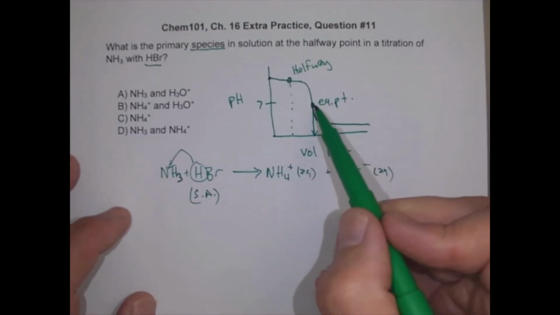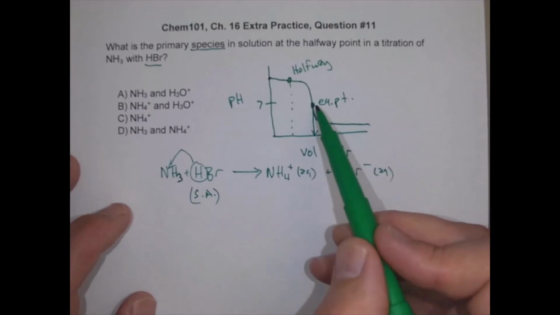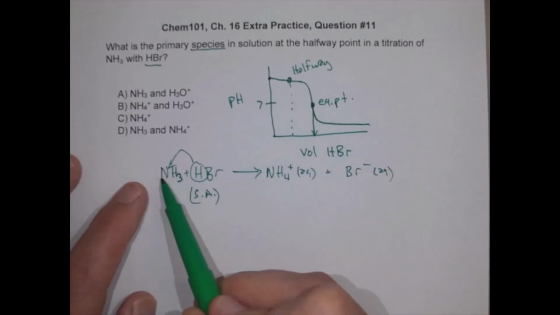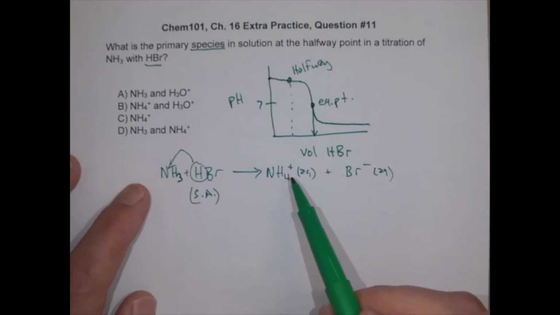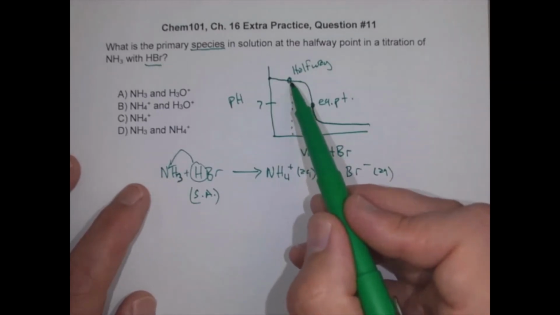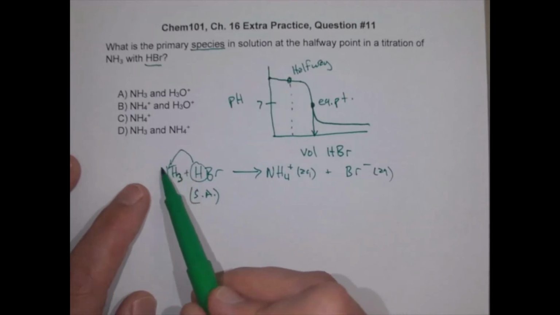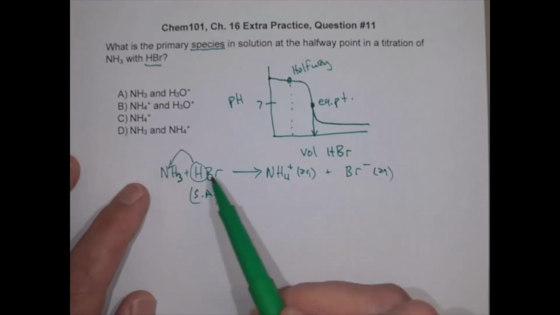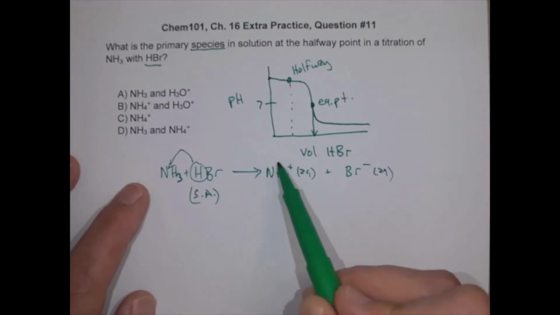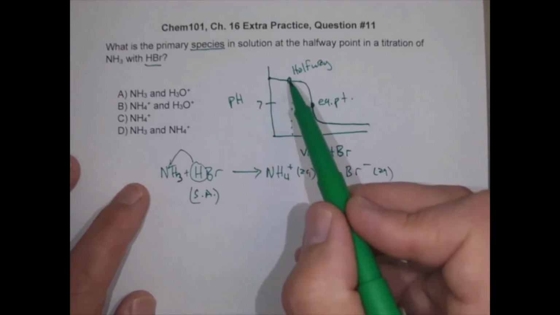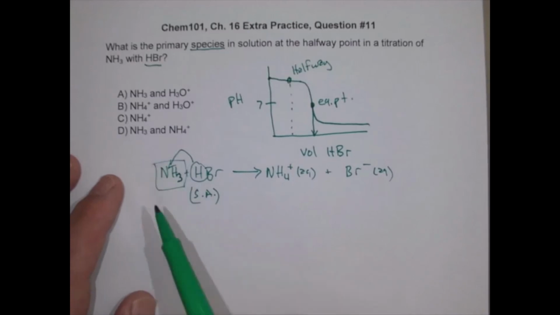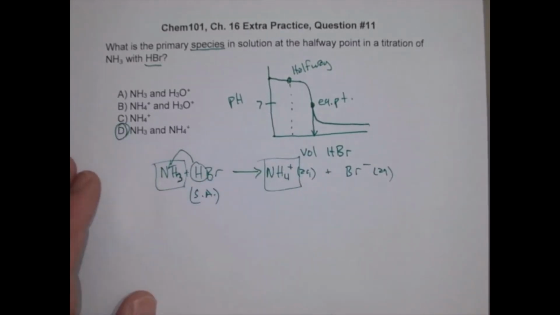And so at the equivalence point, by definition, I've converted all 100% of my ammonia into the ammonium ion. Well, at halfway to the equivalence point, that means I've converted half of this ammonia into my ammonium ion, its conjugate acid. So at the halfway point, we have a mixture of that, and that is option D.